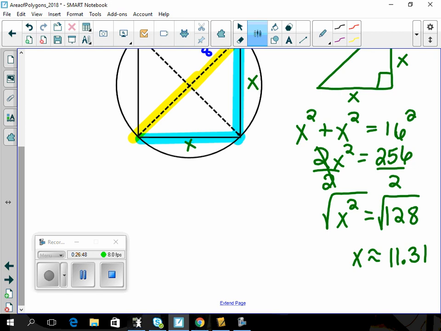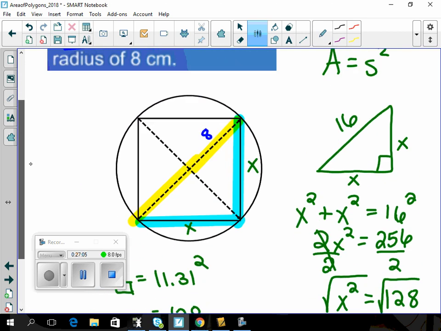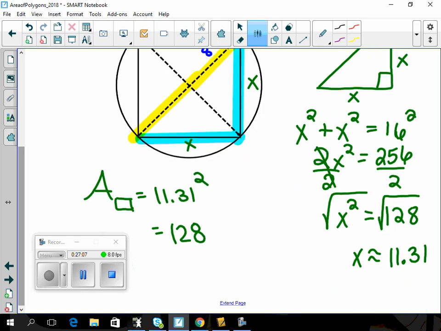And then I have to square that, because that's just a side length. I want the area. Don't I want the area of the square? Wasn't that whatever we just found squared? Isn't that just 128? Yeah. So the area is 128, and I'm not sure what units I use. Let's look. Centimeters. So our area is centimeters squared.